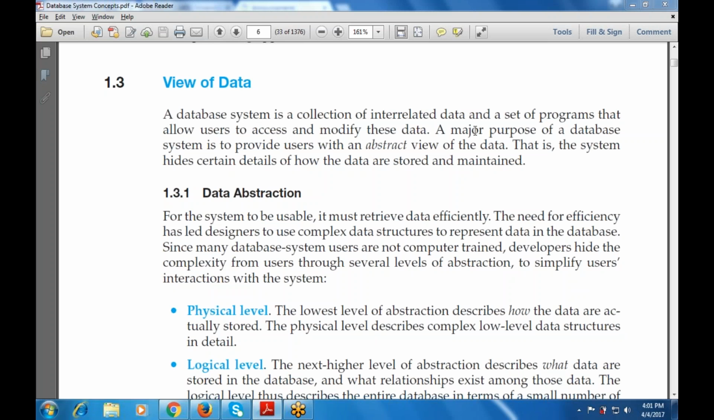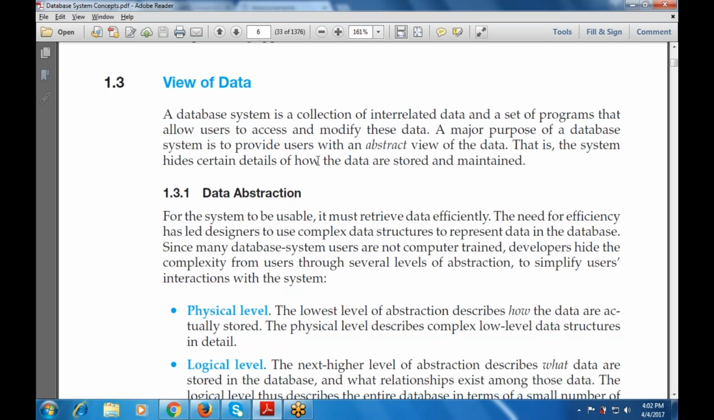Yes, today's topic is the views of data. In the last class, we started with the revision of the database design concepts, and the next topic is views of data. A database is a collection of interrelated data and a set of programs that allows users to access and modify these data. The major purpose of a database system is to provide users with an abstract view of the data.